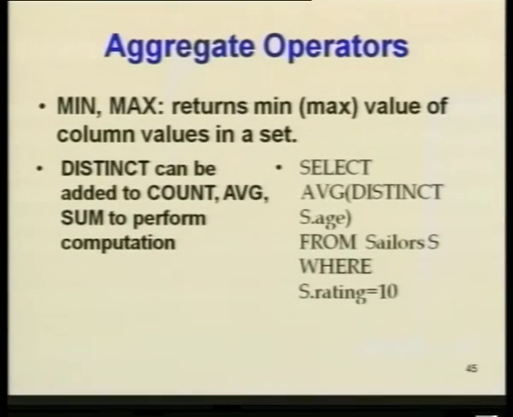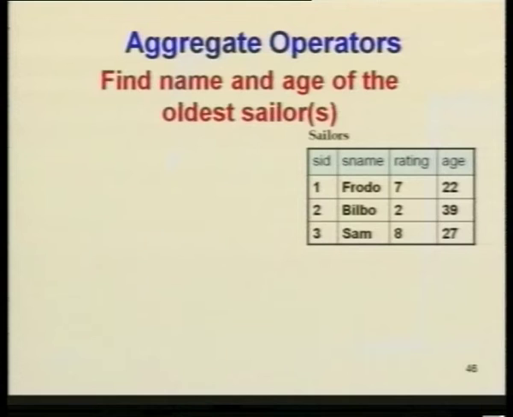Min and max return the minimum or maximum value. For example, distinct can be added to count, average, sum to perform computation. Select average distinct S dot age from sailors S, where S dot rating is 10. You will take only as many tuples who have distinct ages. Okay. So, now let us take an example itself.